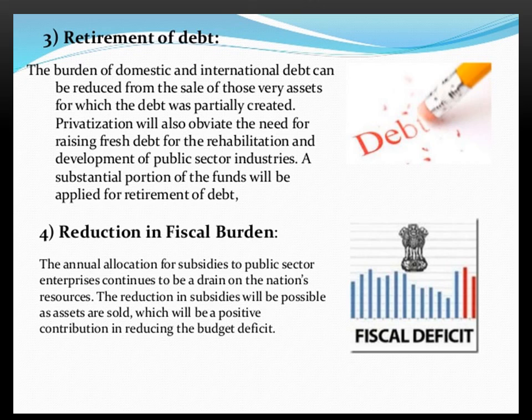Privatization will also obviate the need for raising fresh debt for the rehabilitation and development of public sector industries. A substantial portion of the funds will be applied for retirement of the debt. And the reduction in the subsidies: subsidies are to reduce the price of the commodity. The government is spending money or giving its share in the different commodities. So this reduction in the subsidies will be possible as assets are sold to the private sector, which will be a positive contribution in reducing the budget deficit of the government.